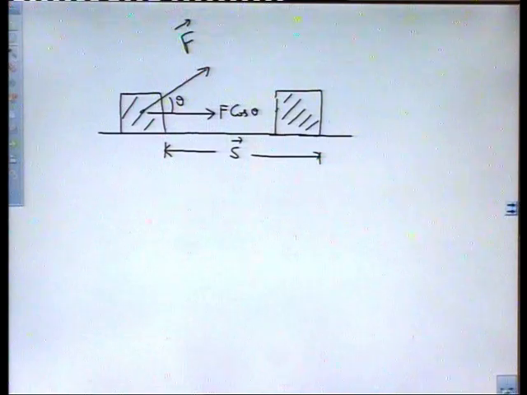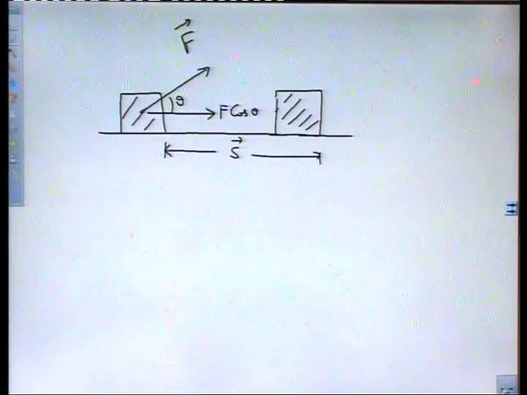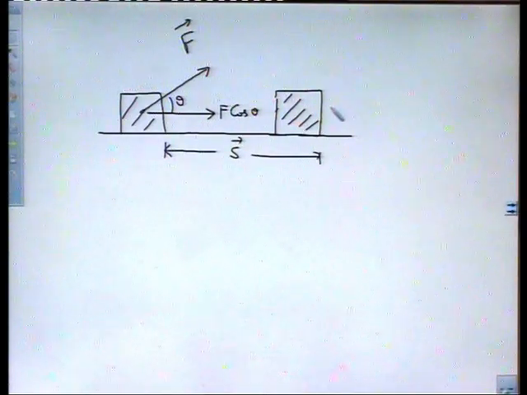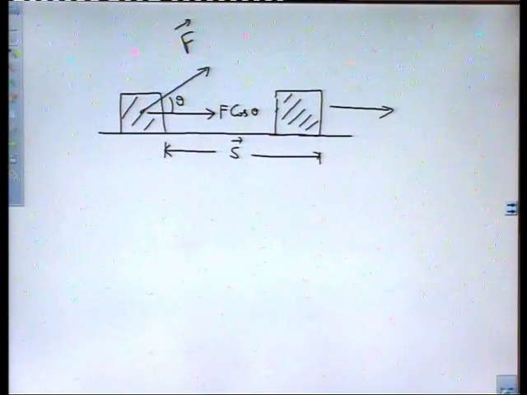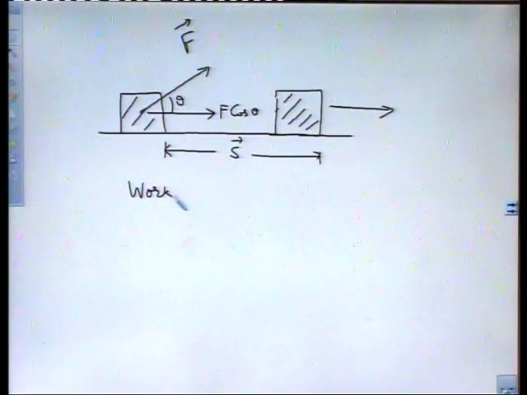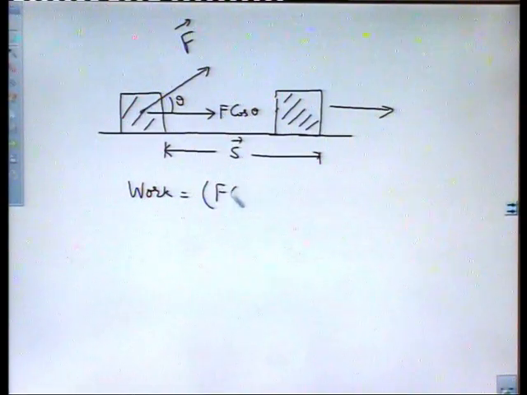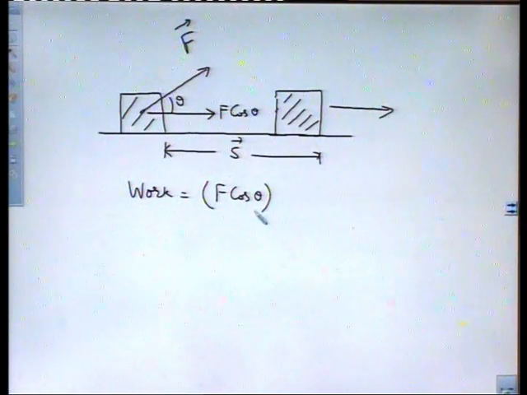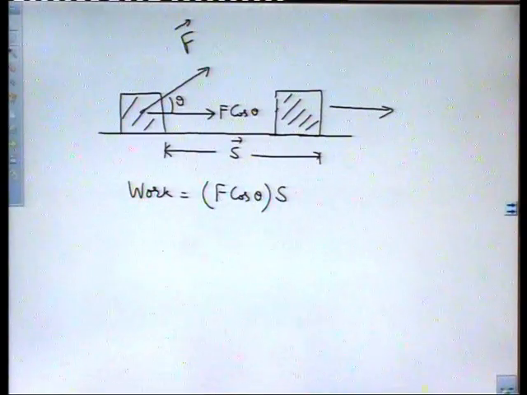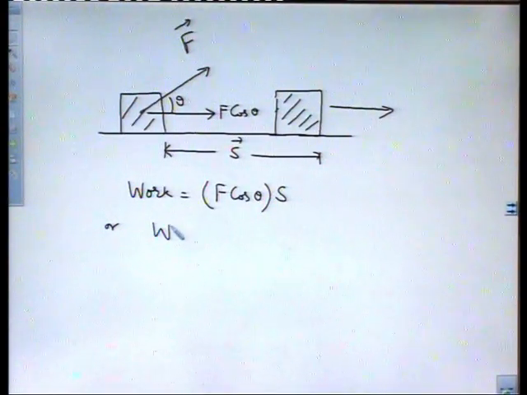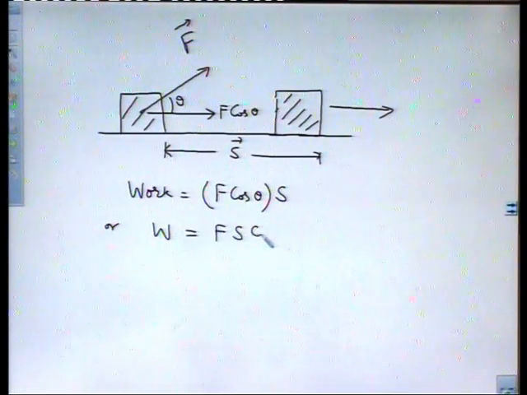You will study in the chapter of scalars and vectors that a force or any vector can be resolved into two components, horizontal component and vertical component. And this is the horizontal component in the direction of motion of the body. Body is moving along this direction. So, we take this component F cos theta. Then work is taken as this force component F cos theta into S, the distance through which the body moves. Or if we take the symbol for work W, then this becomes F S cos theta.